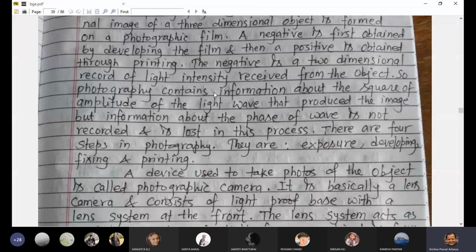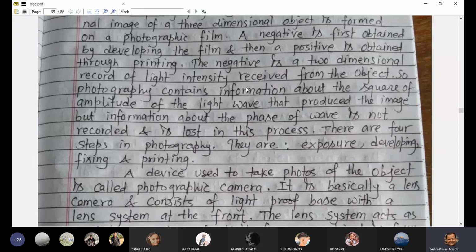Okay, so you can say during the photographic process, that is the record of light intensity which is received from the object. So in case of photography, it contains the information about the square of amplitude, because you know the intensity of light is directly proportional to square of amplitude. So in photographic process, it gives only the information about square of the amplitude, and in this case the information about the phase is lost.